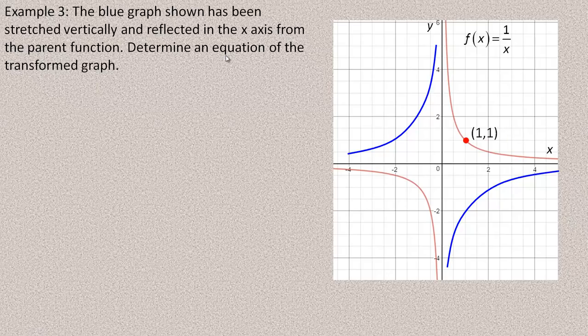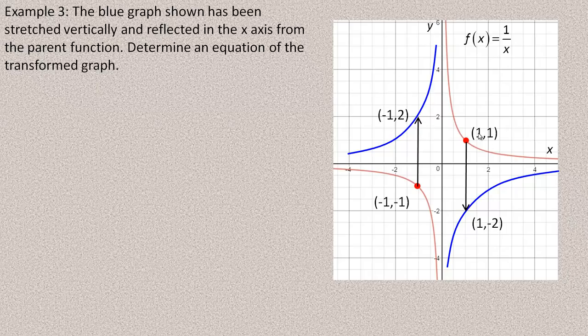So I'm going to locate a couple points in the original function. (1, 1). Again, if I put 1 in here, 1 divided by 1 gives me this 1. If I use negative 1 for x, 1 divided by negative 1 gives me a function value of negative 1. And if we're thinking of it as being stretched vertically, this point has been stretched into the (1, -2) point. And this point here has been stretched into the (-1, 2) point.